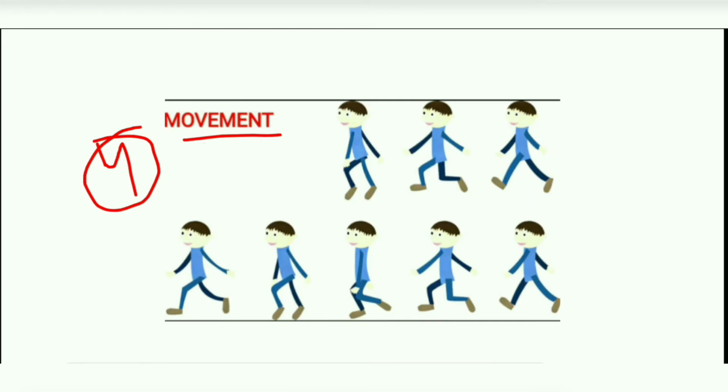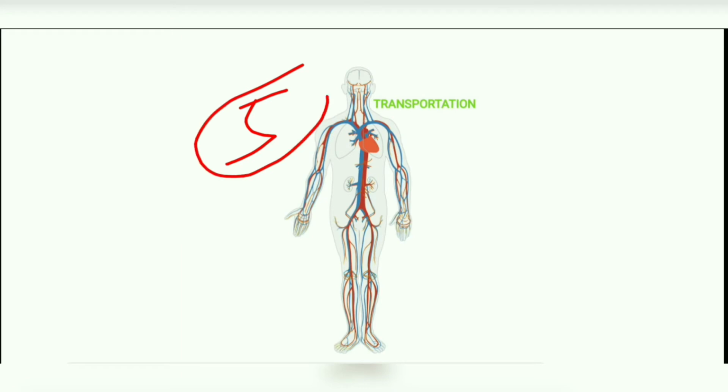However, this poses a problem, since the food and oxygen are taken up at one place in the body of the organism while all parts of the body need them. This situation creates a need for a transportation system for carrying food and oxygen from one place to another in the body. So the fifth life process is transportation.